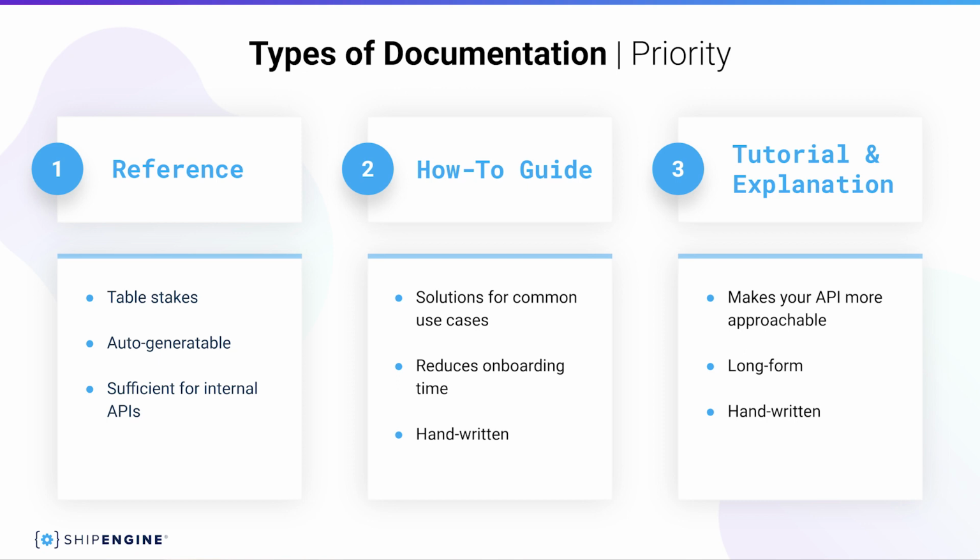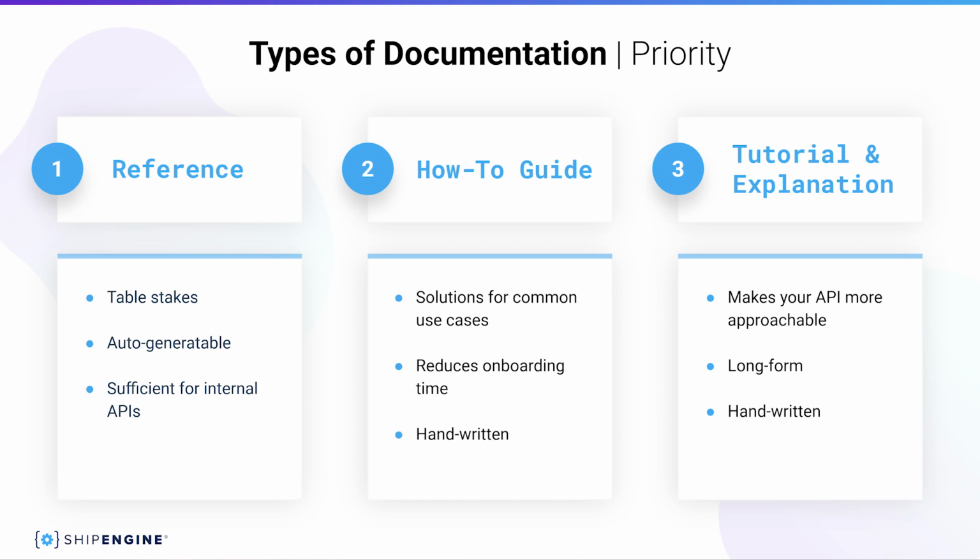So once you've got your reference docs settled, then we go on to how-to guides. The reason that you want to move on to these next is because these actually help people solve real business problems. So in ShipEngine's case, you could figure out how to ship a package using our reference docs. You just have to figure out which API calls you need to make. But our how-to guide is a step-by-step guide. Here are the 3 calls you need to make to solve that one problem.